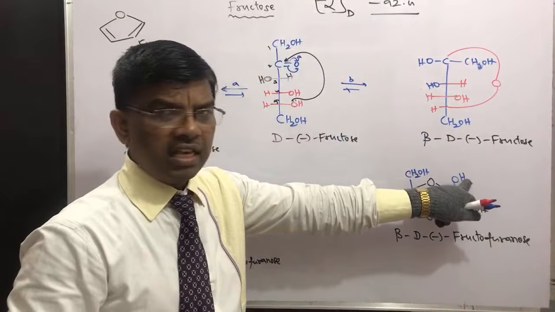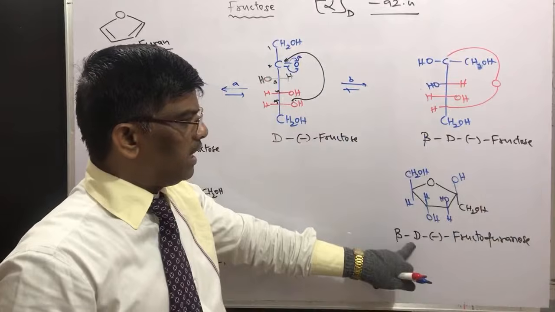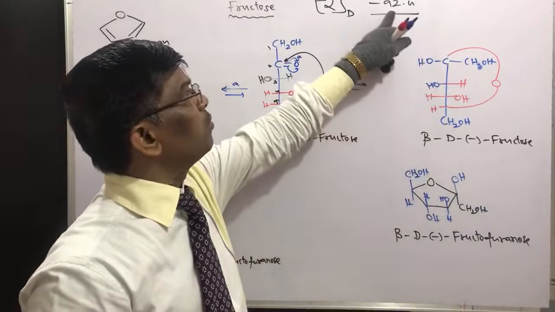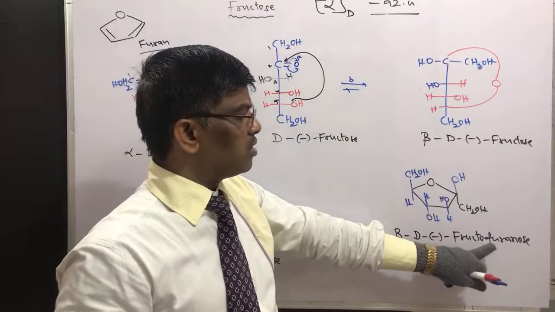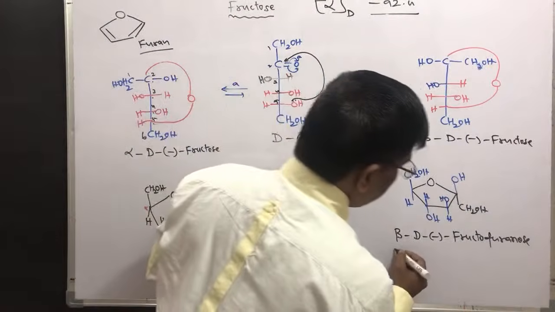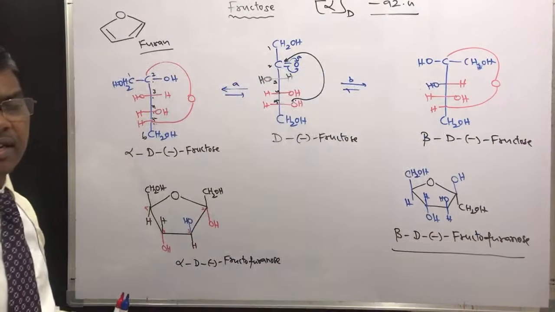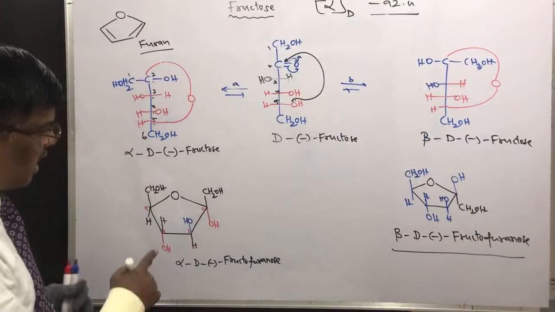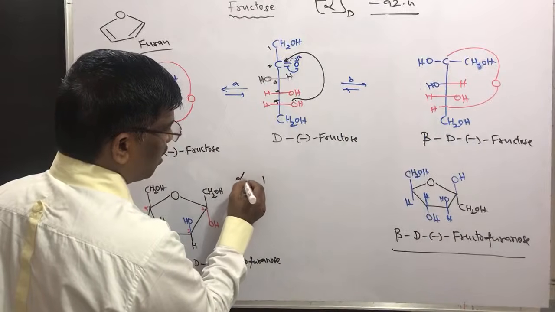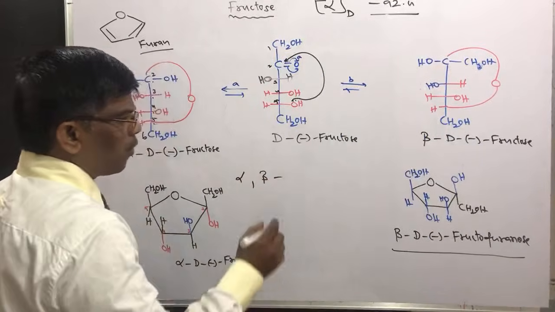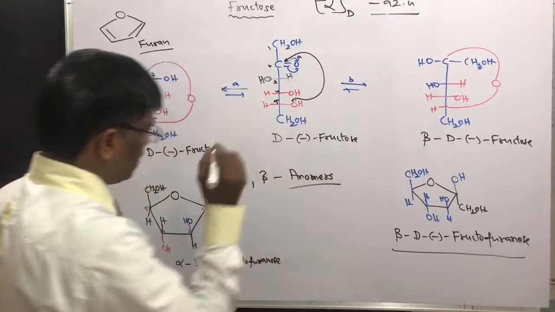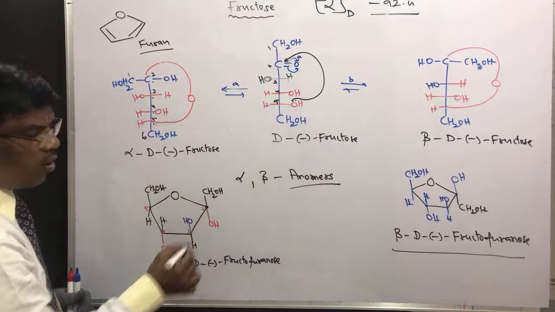So what about this? Beta belongs to this hydroxy position upside. D is the D series. Minus means levorotation, optical rotation minus 92.4. Fructose, and it is written in the furanose form. So fructofuranose. This is how you are going to get the fructofuranose structure. Yes, students. And alpha and beta compounds are known as anomers. And this carbon is known as the anomeric carbon.